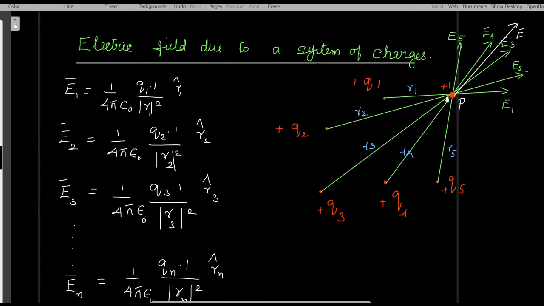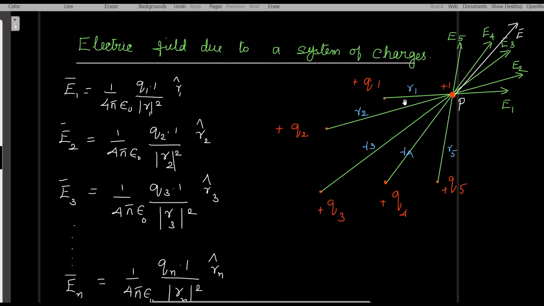Q1 is at a distance R1 from P, Q2 is at a distance R2 from P, Q3 is at a distance R3, Q4 at R4, Q5 at R5 from point P. According to Coulomb's law, the unit positive charge at P experiences electric force due to these individual charges.